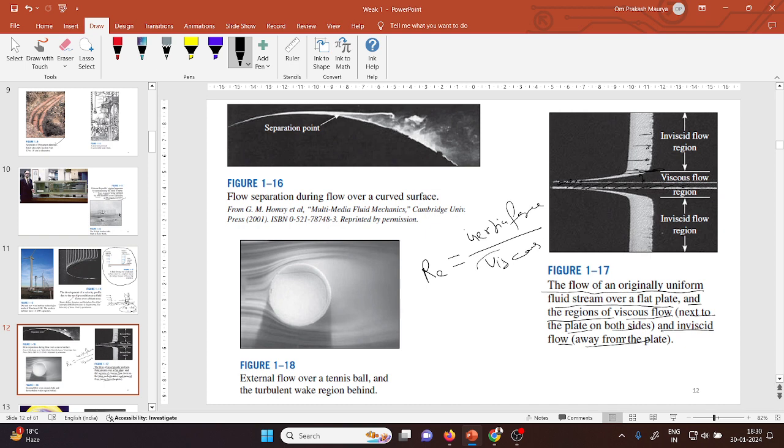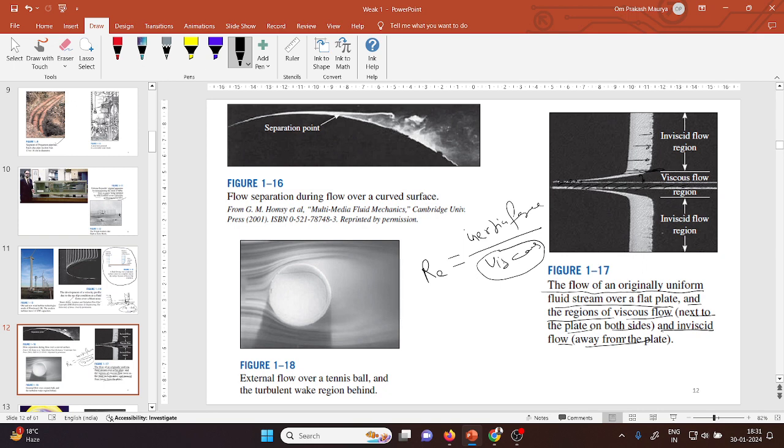So viscous force is due to the viscosity. Near the plate is the viscous region, and above the plate is the inviscid region. Why are we differentiating between the viscous region and the non-viscous or inviscid region? As you move further in this subject, you will get the meaning. It is very helpful in the computation part when you study fluid dynamics or computational fluid dynamics.